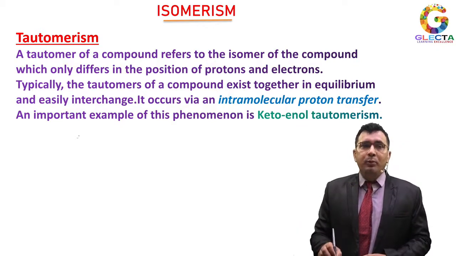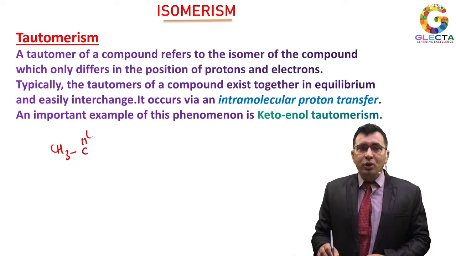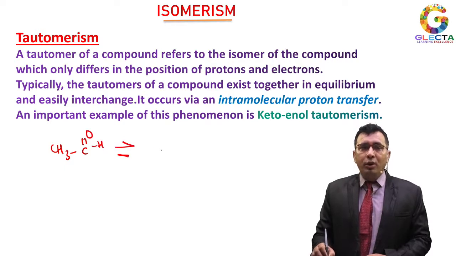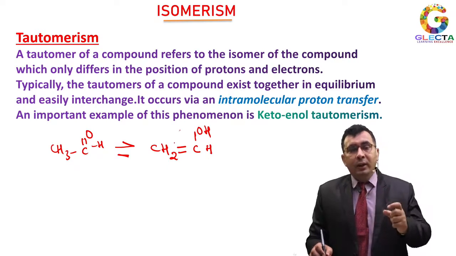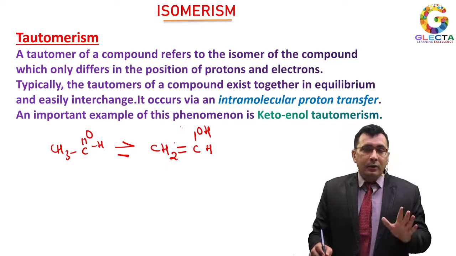For example, suppose we have CH3CHO. We can write CHO like this, clear? You see, I'm changing the position of the hydrogen which is present at the alpha carbon. I'm making it like this. You see that the keto group changes into an ene and an ol. That's why we call it keto-enol tautomerism.